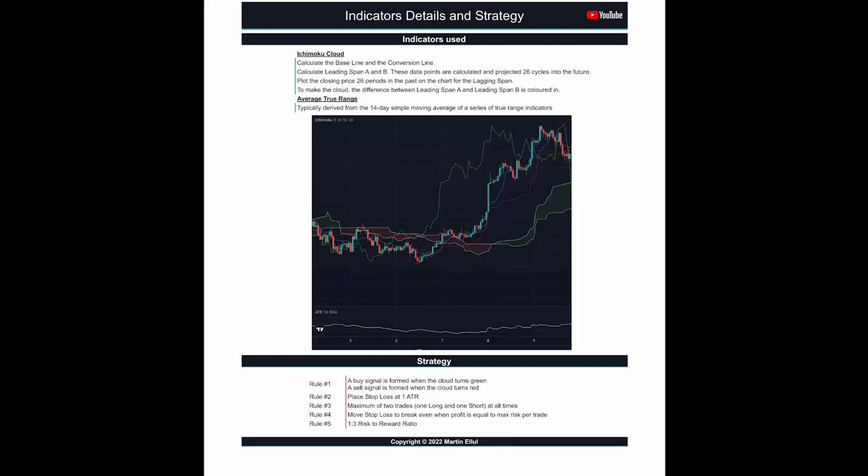Hey guys, so today I have this new trading strategy which I'm going to backtest for you over 100 trades. I will tell you about the indicators we're going to be using, show you a few examples, and then perform the 100 trade backtest for you. So this strategy involves two indicators, the famous Ichimoku Cloud and the average true range.